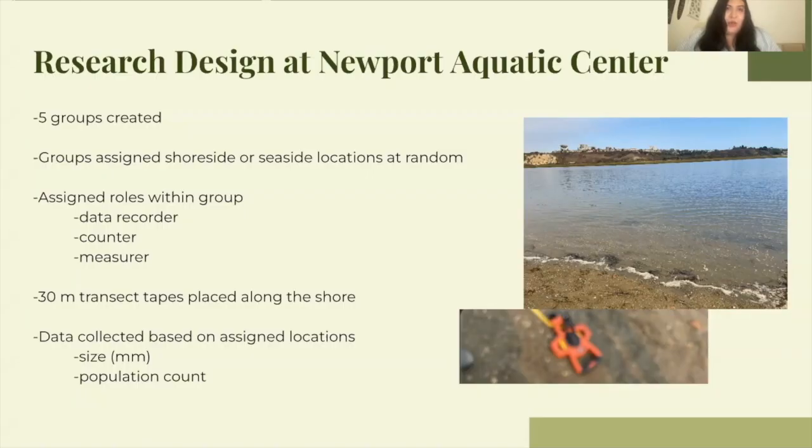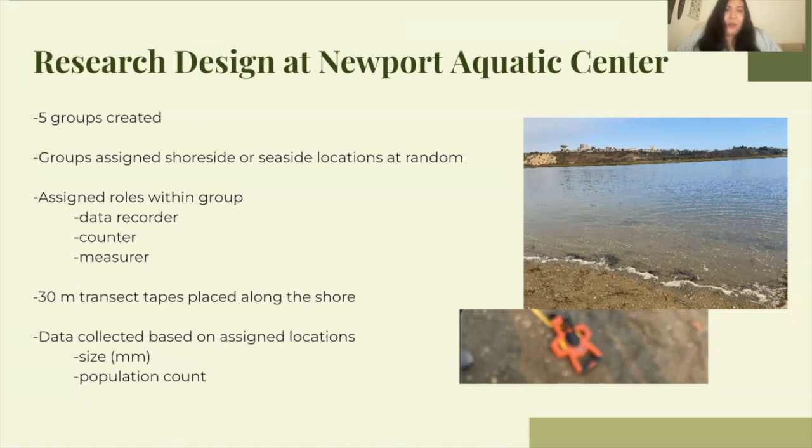So to help answer the question in mind, we did our research at the Newport Aquatic Center, and our research design consisted of having 5 groups that were made. These groups were assigned either shoreside or seaside locations at random. We did that by flipping a coin. Within these groups, we assigned roles like data recorders, counters, and measurers.